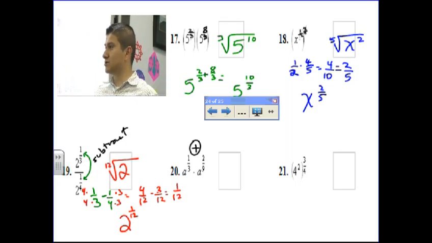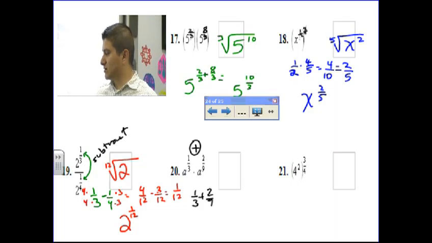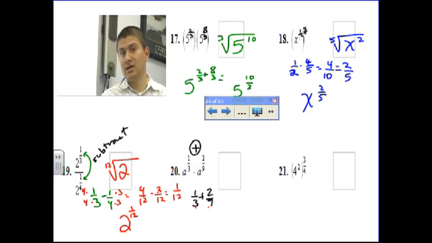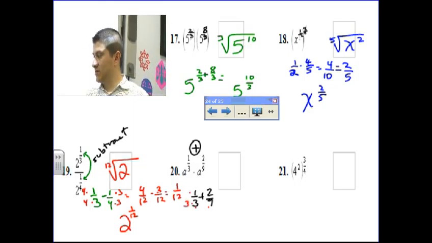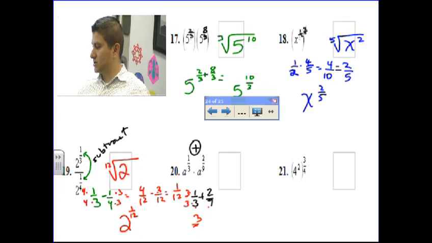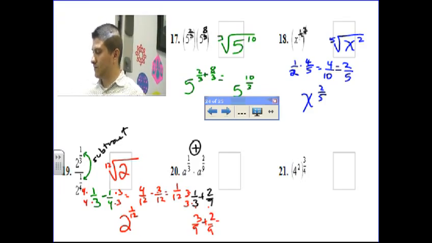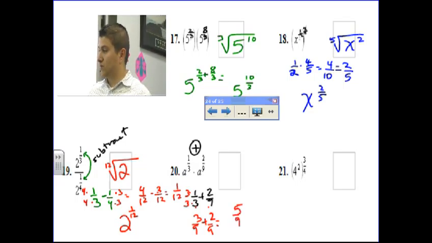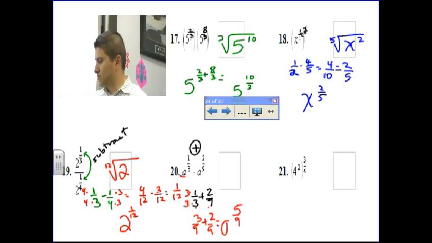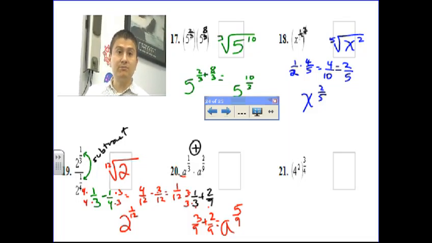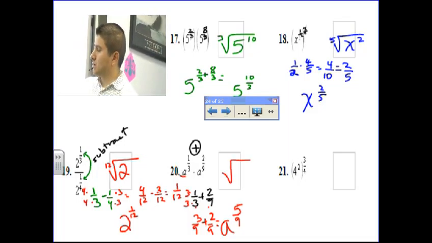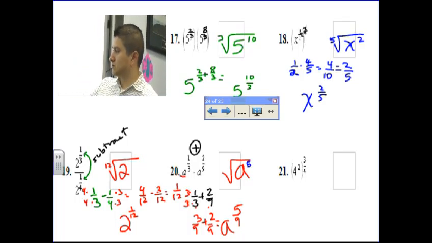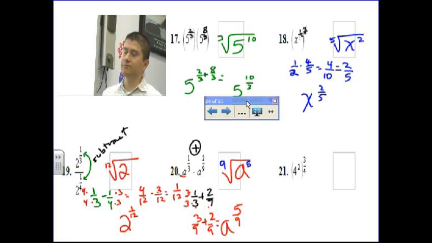This one you're adding 1/3 plus 2/9. We need to get a common denominator. Between 3 and 9, the common denominator is 9. So multiply this by 3 to make them both 9. So I get 3/9 plus 2/9. Add the 3 and the 2. That gives me 5/9, with a base of a. The a is the big number that should stay there all the time. Then finally change it back to radical form. Root a. What goes in? 5. What goes out? 9. That's it.